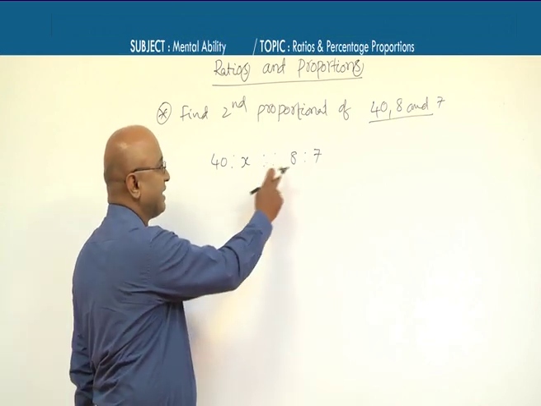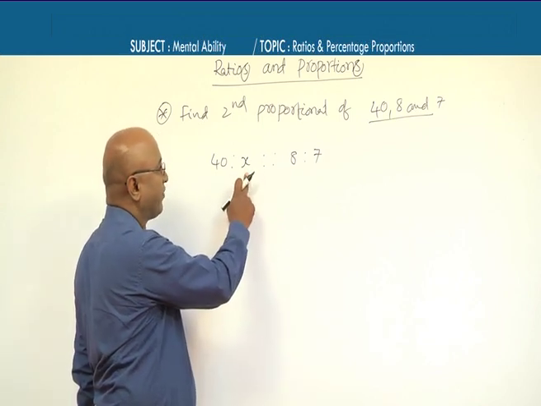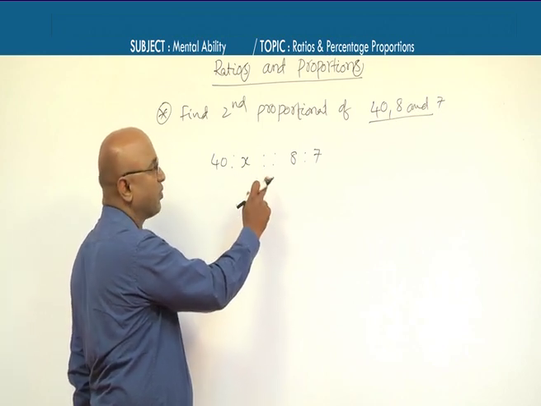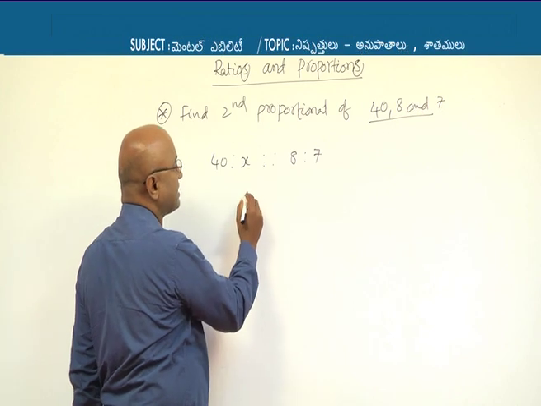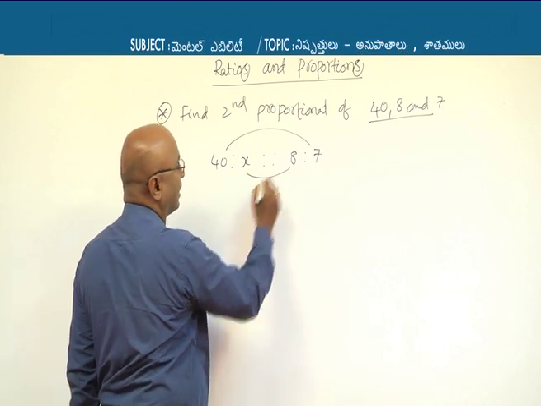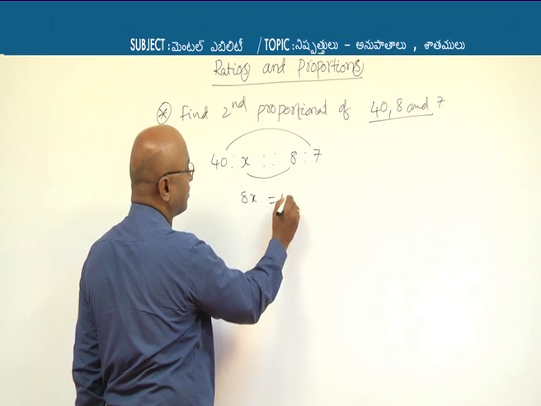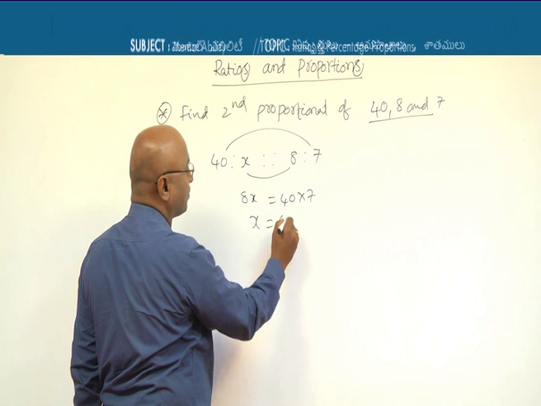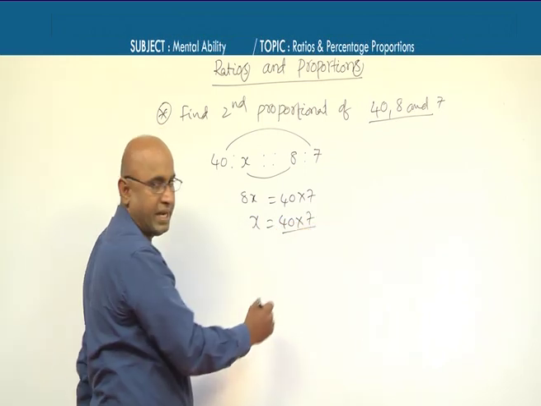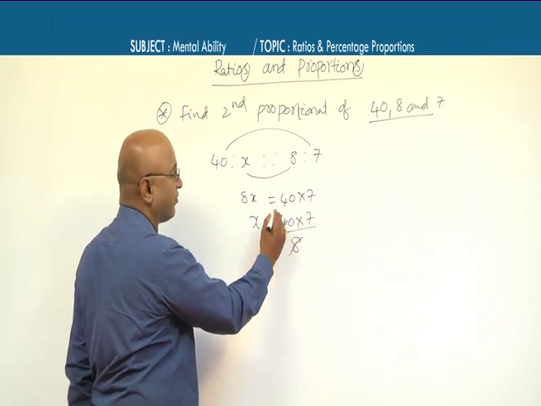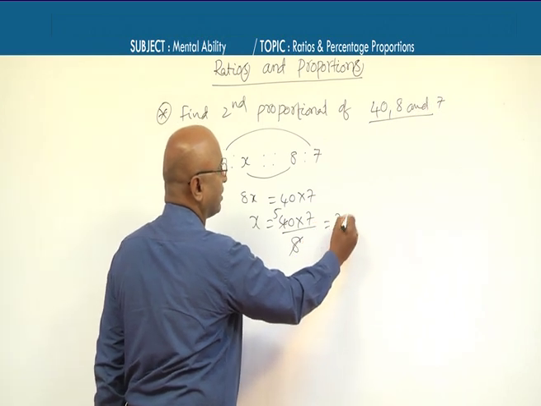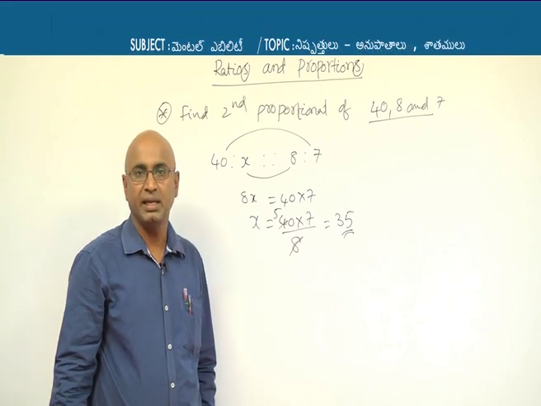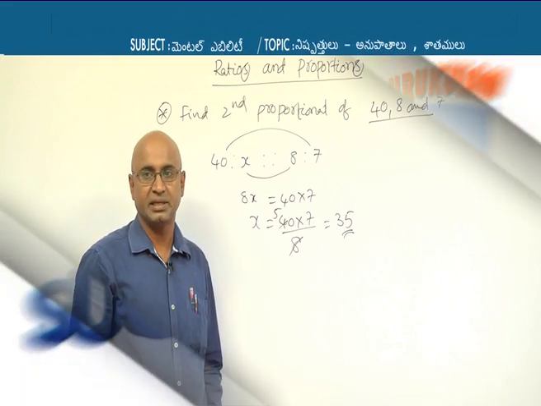40 is to x as 8 is to 7. It is the second proportional to be found. When two ratios are in proportion, the product of means is equal to the product of extremes. So 8x is equal to 40 into 7. Then x is equal to 40 into 7 by 8. 8 ones are 8, and 8 fives are 40, leaving 5 sevens, which are 35. So the second proportional of 40 and 7 is 35.